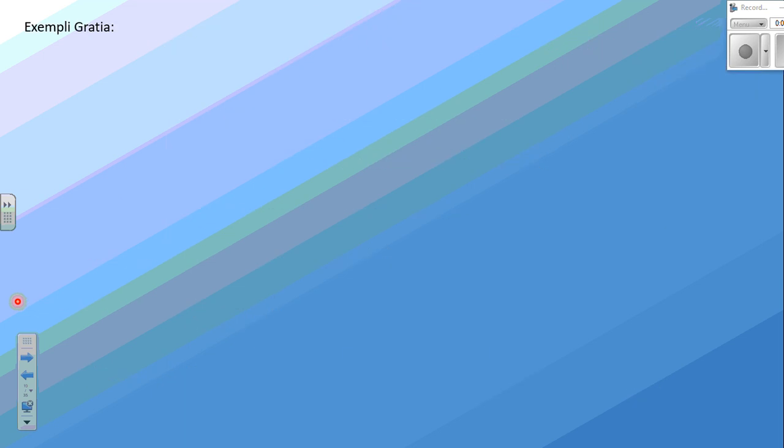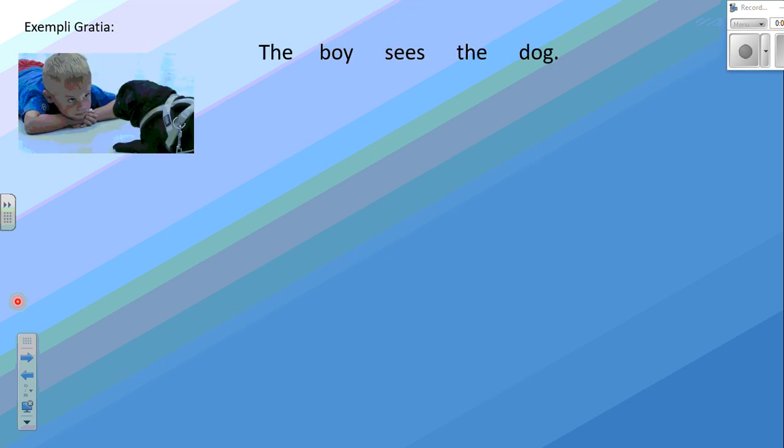All right, so some exempli gratia. In English, where I started, the boy sees the dog. I'm going to get my pen so I can mark things here. In this sentence, we have a subject, boy, a verb, sees, and a direct object, dog, right? And it tells you the direction of the action. The boy is looking at the dog. So we could even underline boy, double underline dog over here. So the boy is doing the action, and the action is happening to the dog.